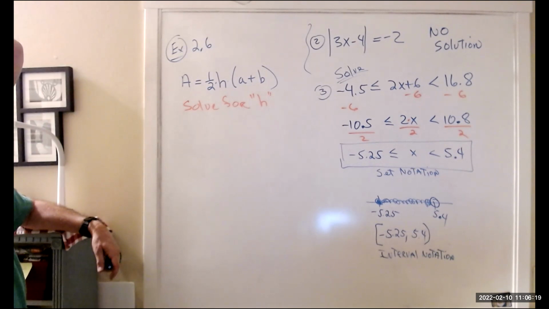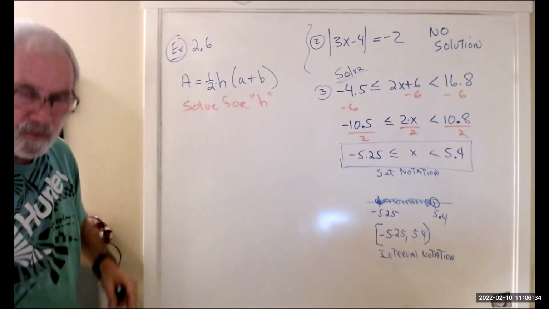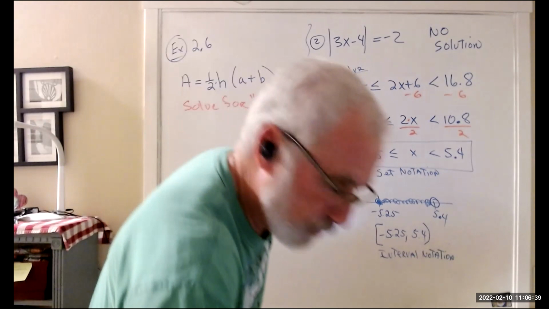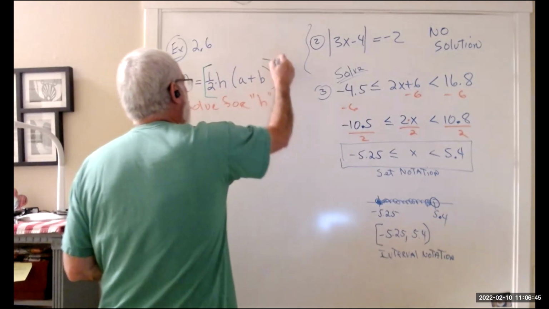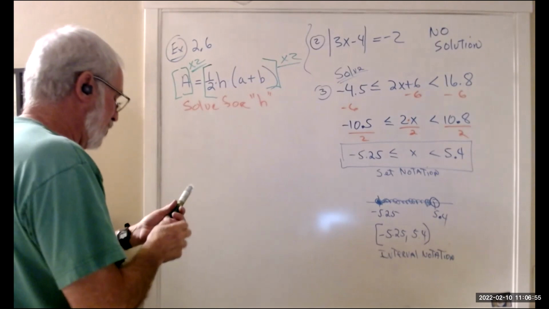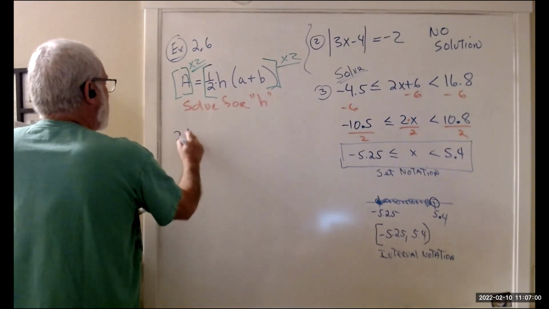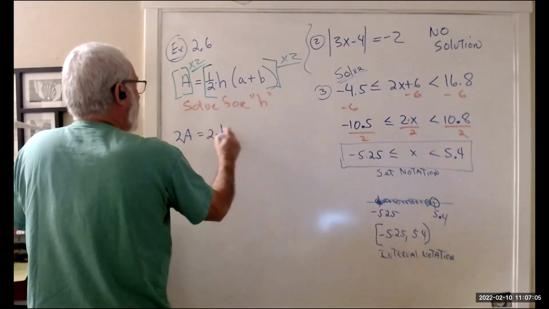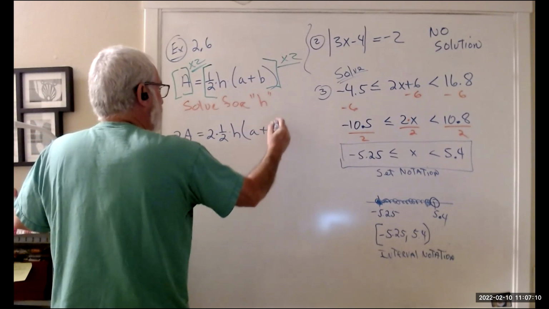Okay. Well, how about how do I get rid of the one half? What have we always done? Multiply? Multiply everything by two. Bingo. Several of you said it. If you multiply this side by two, can you guys see the green or not? Kind of, sort of, okay. So if you multiply this side by two and this side by two, what you're going to get is 2a equals 2 times a half times h times (a plus b), because you're going to multiply it by 2. Well, what's this 2 times a half going to do?